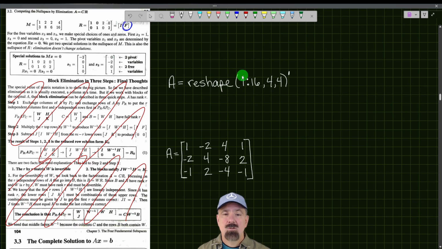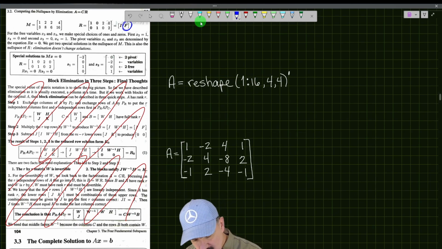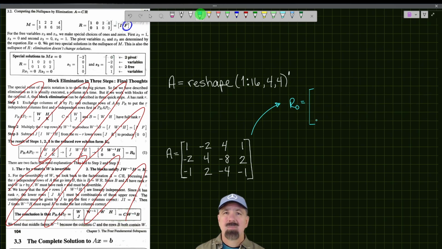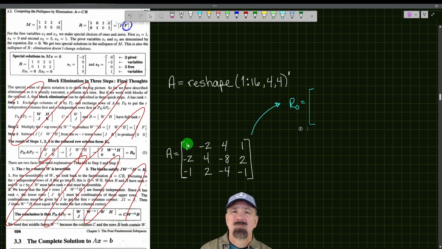Here's a reshape command. You can do that on your own time if you want. This is one more example. And this example is so straightforward, we don't need to use MATLAB to figure it out. So what is R0? What is the RREF for this? Well, what we see is, just look at the columns. We have a 1, -2, -1, and then a -2, 4, 2, and a 4, -8, -4, and a 1, 2, -1.